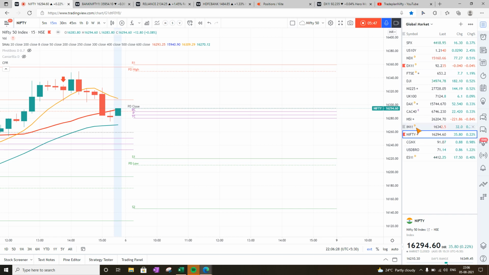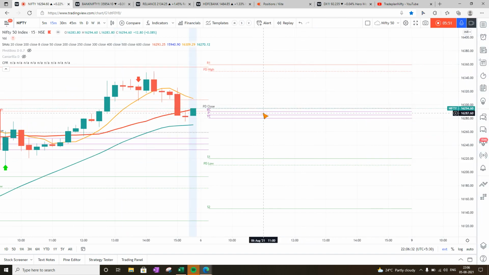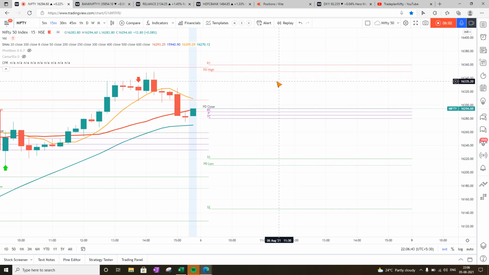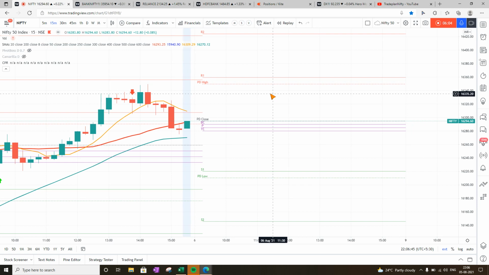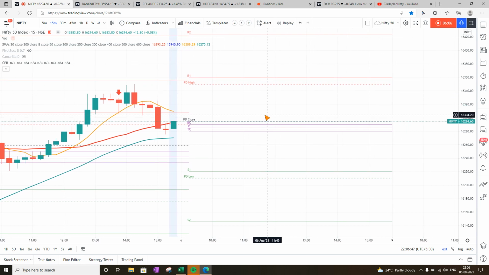So SGX is currently at 16,342. So it looks like that open will be above pivot, but just below previous day high and within the range of today. So that makes things a little tricky. So option one for tomorrow is that, assuming that tomorrow's open is above 16,284 and below previous day high.